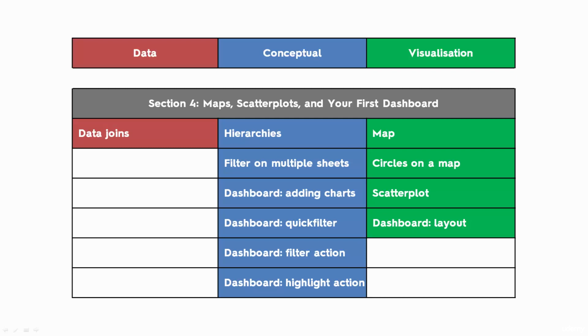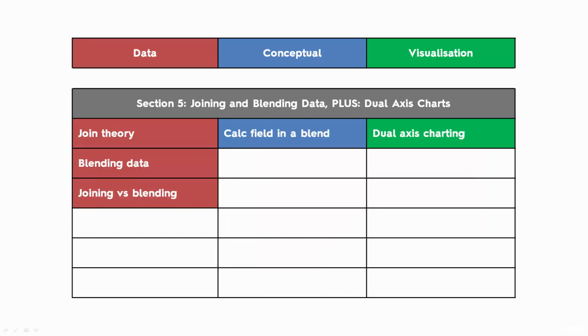And in visualization, we learned how to create a map, we learned how to place circles onto that map, we learned how to create a scatter plot, and we also learned about dashboard layouts, how to add different worksheets to a dashboard, and how to operate where they're located on that dashboard. So that was an interesting section because we introduced dashboards for the first time. Then we kind of took a step aside and we focused on the data side of things, the data theory. We learned about the join theory, so completely from scratch.